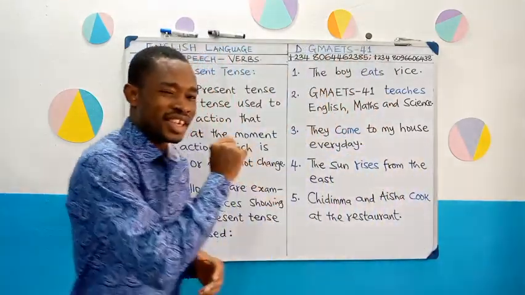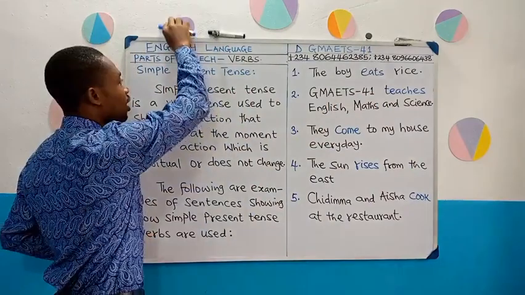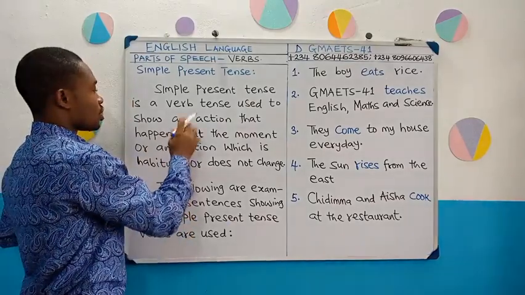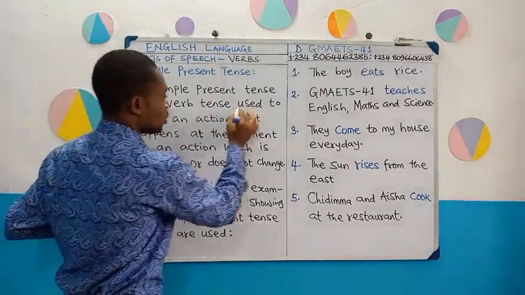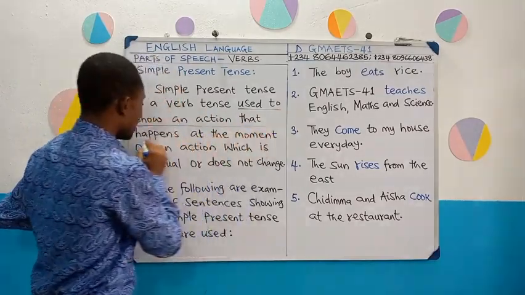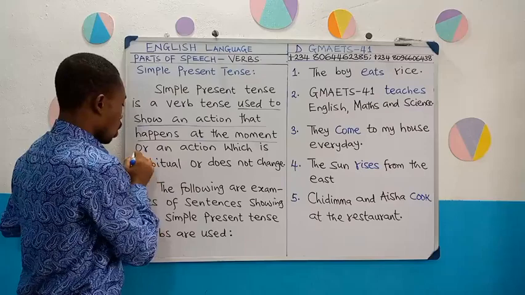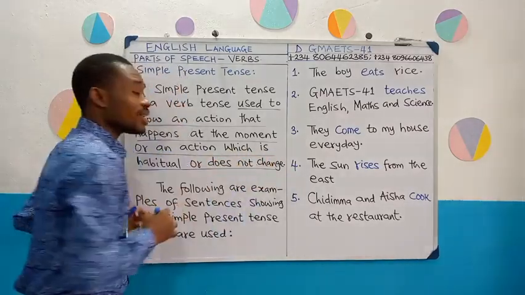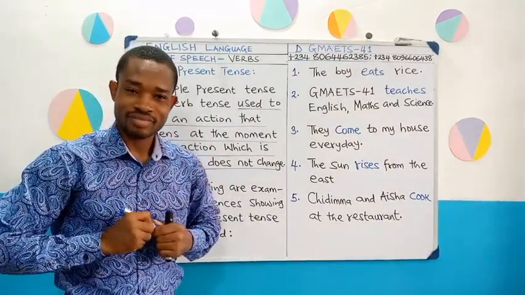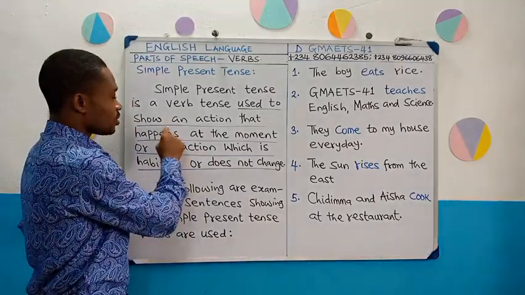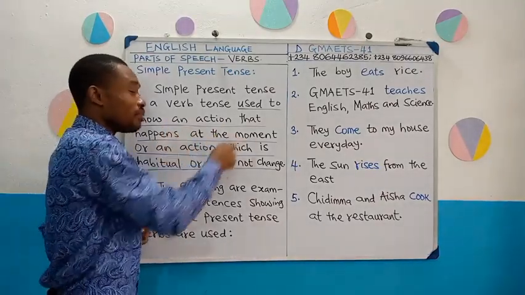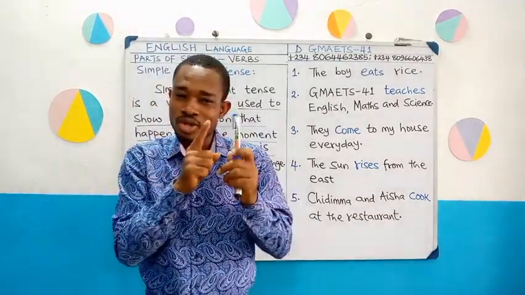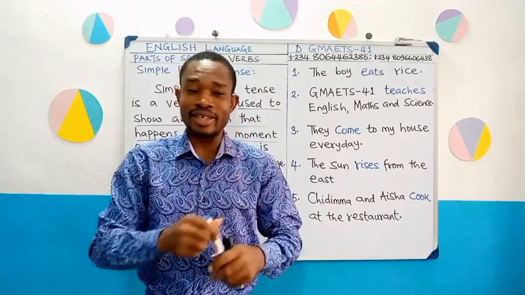I am going to underline the key points here on how we use simple present tense in sentences in English language. So we said that it is used to show an action that happens at the moment, or an action which is habitual, or an action that does not change. When I say it is used to show an action that happens at the moment, I didn't say that it's happening at the moment. So this is something that we want to be interested in.